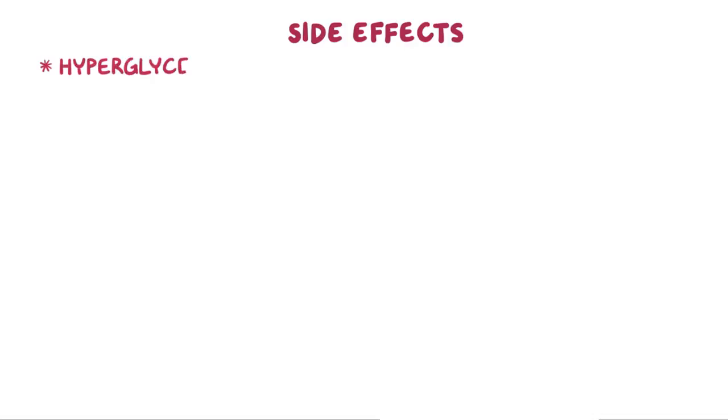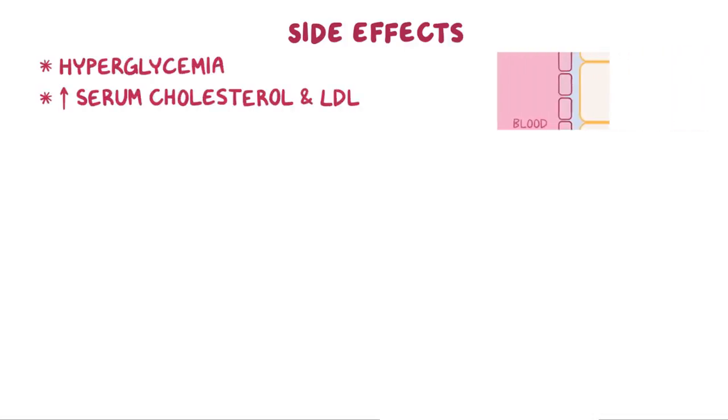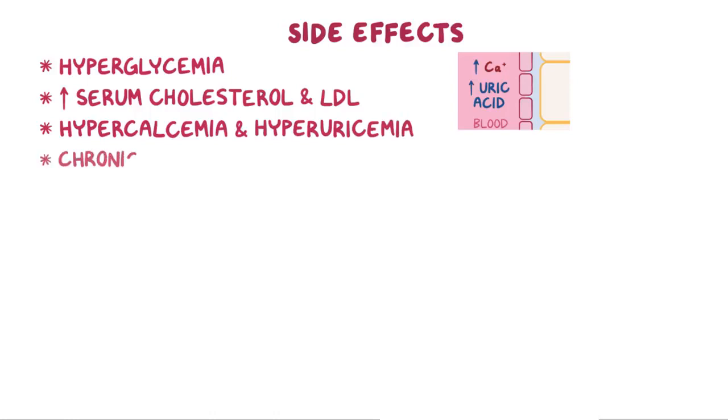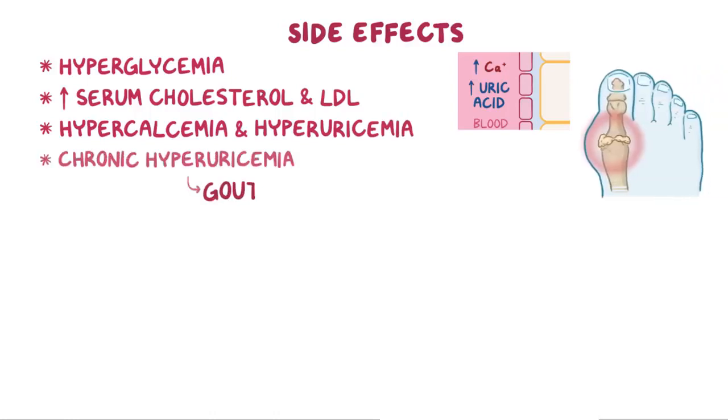However, thiazides do come with some side effects. First off, they tend to tamper with sugar and fat metabolism, causing hyperglycemia and an increase in serum cholesterol and LDL. They also cause more calcium and uric acid to be retained in the blood. So hypercalcemia and hyperuricemia are a risk. Chronic hyperuricemia could also lead to gout.